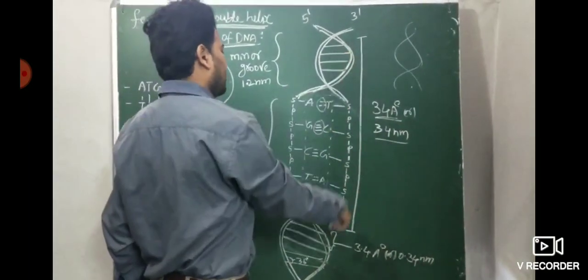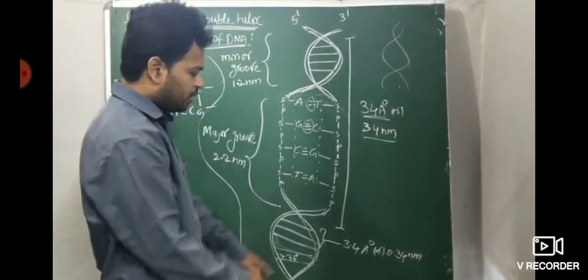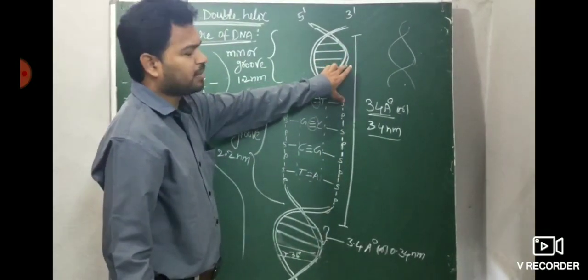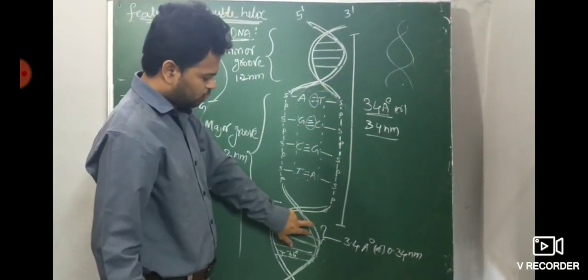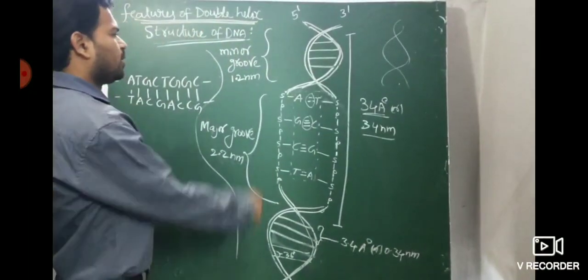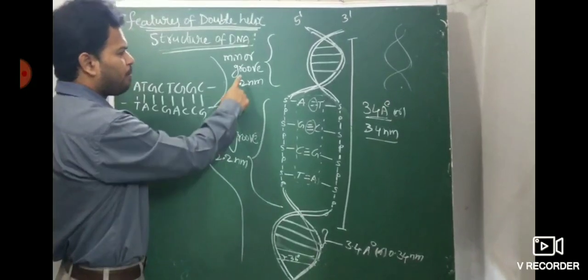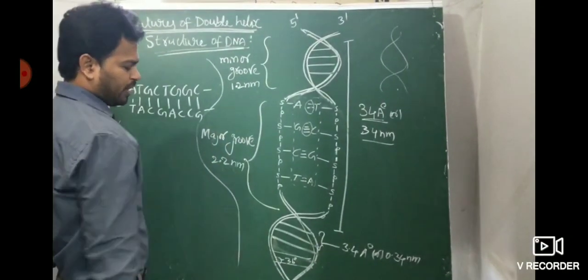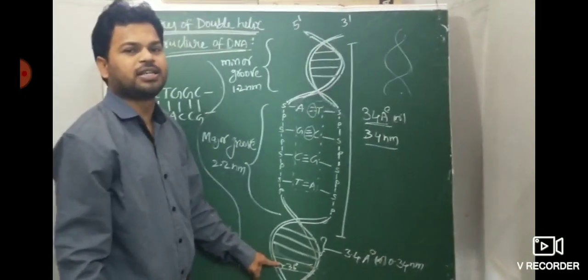The length of one complete turn of the DNA helix is 34 angstroms or 3.4 nanometer. One complete turn of the helix has 10 base pairs. So the distance between two successive base pairs is 3.4 angstroms or 0.34 nanometer. There are two grooves in the helix, one minor groove and one major groove. Minor groove is 1.2 nanometer, major groove is 2.2 nanometer. The angle of the base pair is 36 degrees.